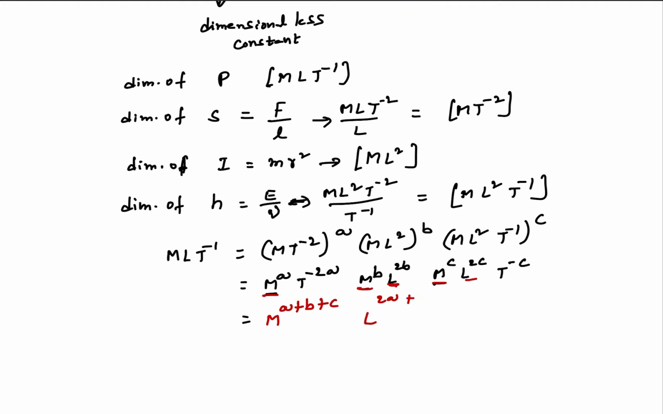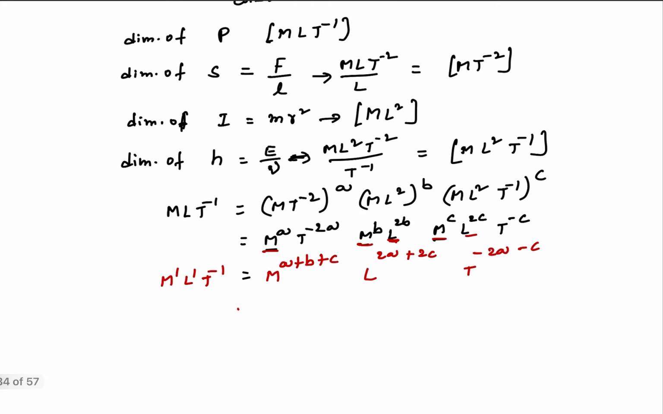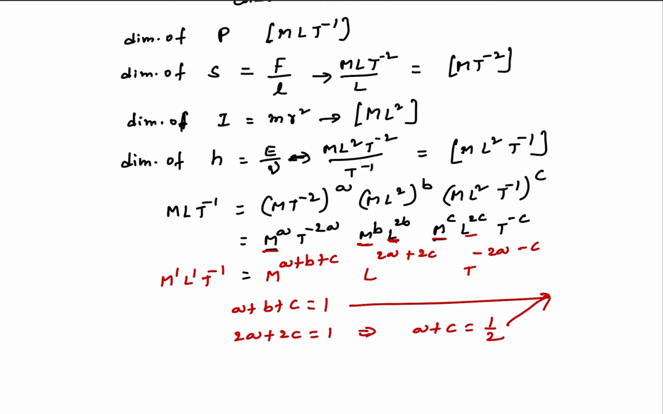Next, L powers. L power 2B here, L is there, here also L is there. L power 2B plus 2C. T power minus 2A minus C. Left side M power 1, L power 1, T power minus 1. You can see that we equate the powers of the same base. You can write A plus B plus C is equal to 1. Second equation, 2B plus 2C is equal to 1. From this you can write B plus C is equal to 1 by 2.